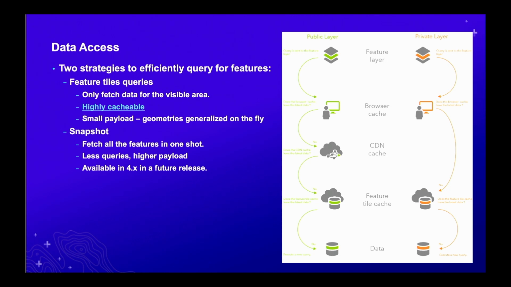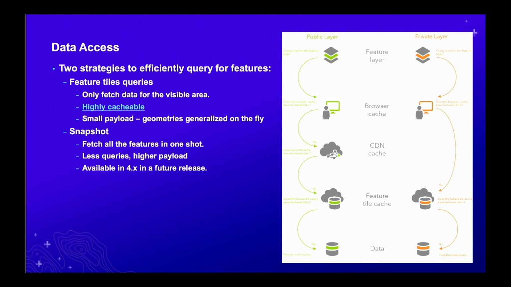Then the other strategy is the snapshot. Snapshot consists of querying for all the features in one query or multiple queries, like paginated queries, but we fetch them once and then we don't query the server again, ever. So the benefit is that we have fewer queries. Of course, if you zoom in and out, or if you pan, we already have the features on the client. We don't issue more queries. It's not yet available in 4x. It is available in 3x.